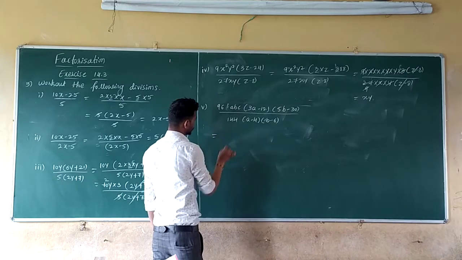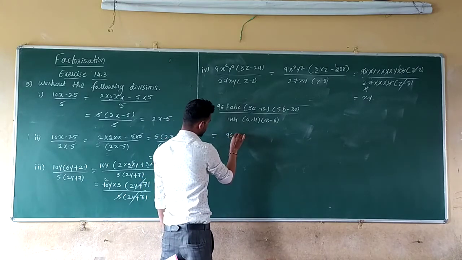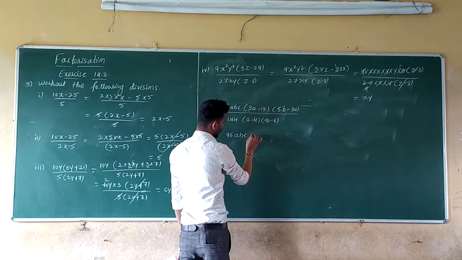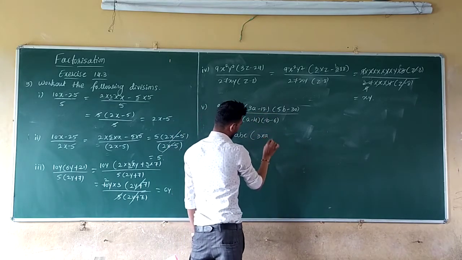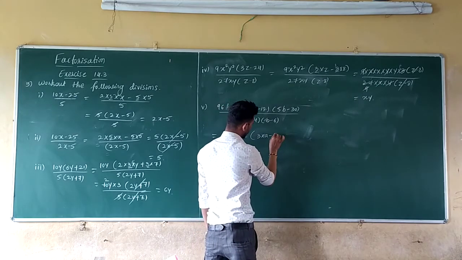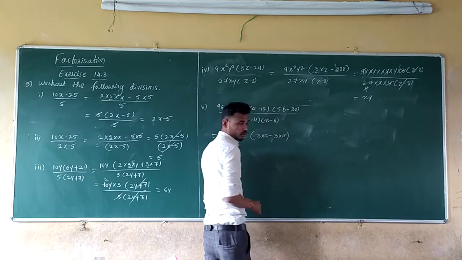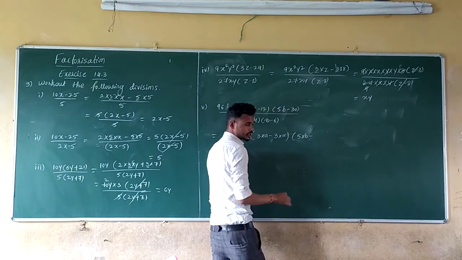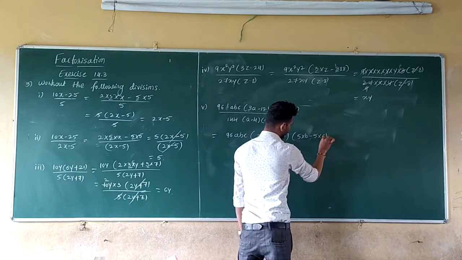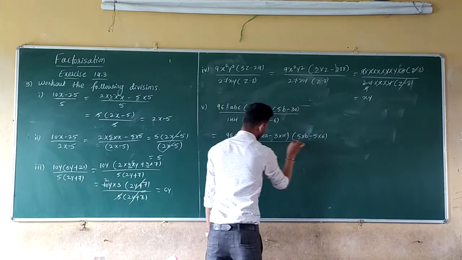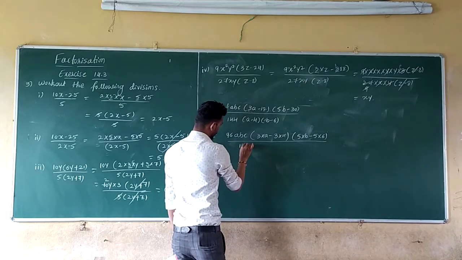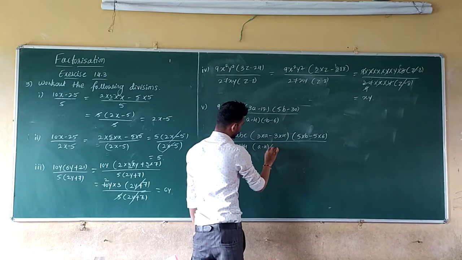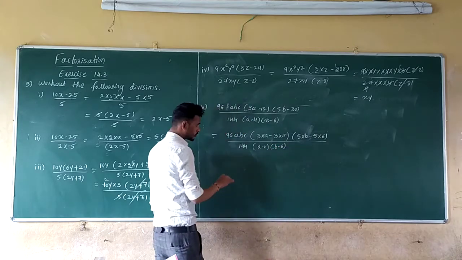So here it is 96 ABC. So in these two, take common. What will you get common? C. 3a we can write as 3 into a, minus 12 we can write as 3 into 4. And here also take common: 5b we can write as 5 into b, minus 30 we can write as 5 into 6, divided by 144 into a minus 4 into b minus 6.